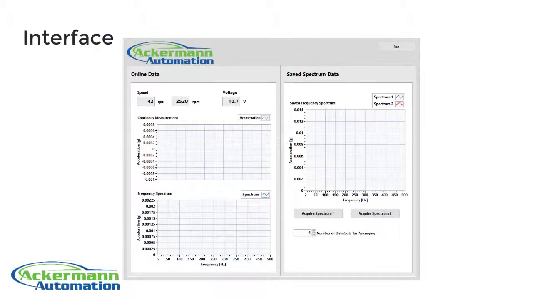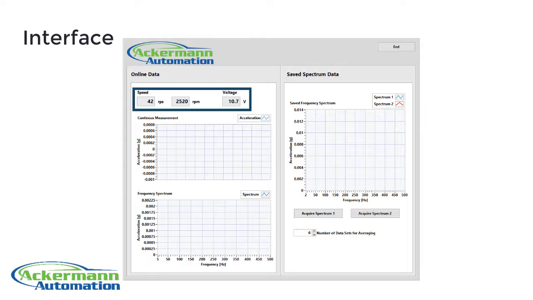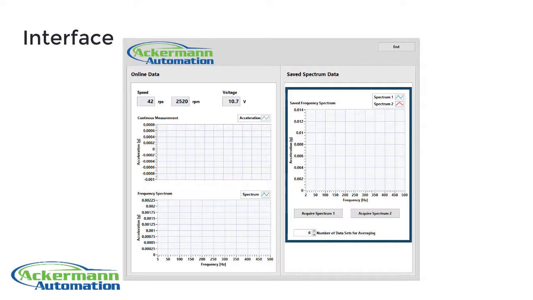We have created a simple LabVIEW software that uses the EtherCAT library for LabVIEW in real-time mode to read the measurements from the PC fans and do an FFT frequency analysis. On the left side we have an online view of the time domain measurement and the resulting frequency analysis. Also the speed in RPS and RPM as well as the voltage level is displayed. On the right side we can take shots of averaged frequency measurements over a defined period of time and compare them.